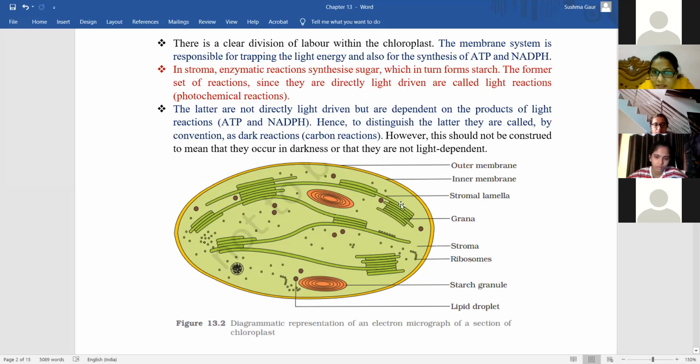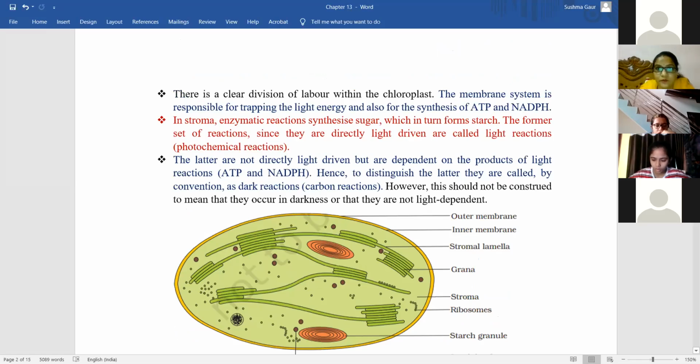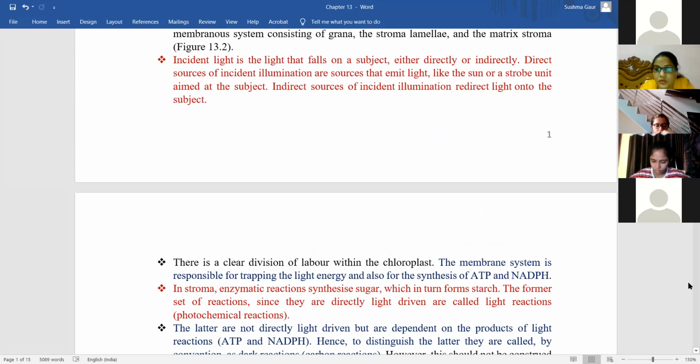This is stromal lamella that connects to grana. This is the inner membrane and outer membrane. This is the stroma where all the cell organelles are present. These are the ribosomes. This is the starch granule and these are the lipid droplets. This is the structure of chloroplast, which we have studied in one previous class also.